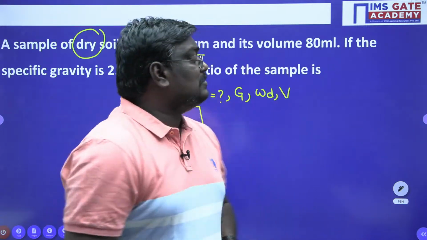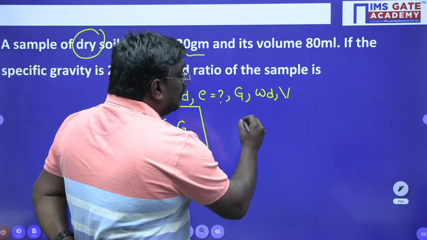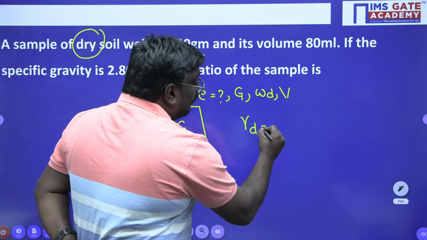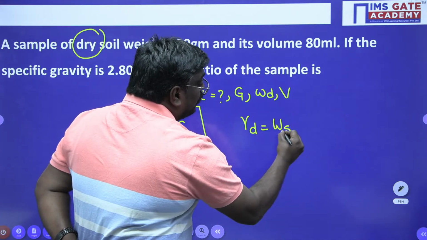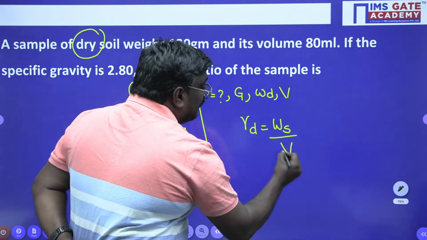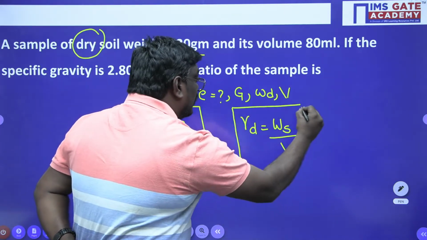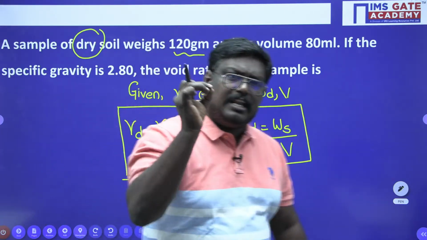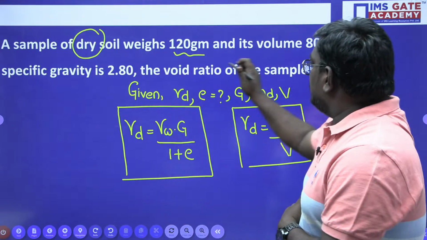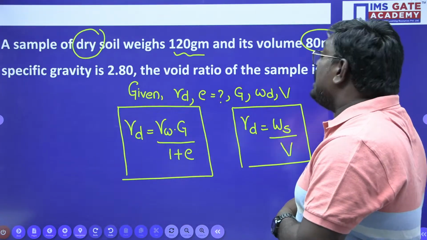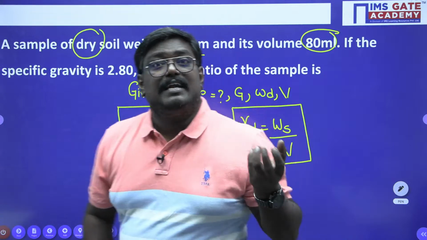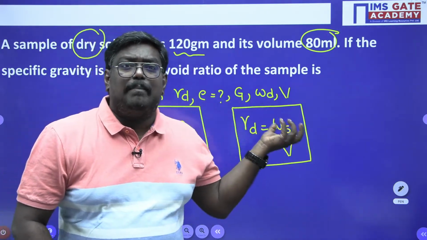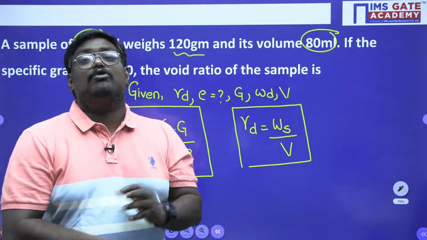So how do you explain the dry density? The dry density is given by the formula weight of soil upon total volume. Weight of soil upon total volume. Here I will tell you something very basic, students. Here they have given the volume in what units? 80 ml. Students, the intention of this problem is also to make you aware of the units.